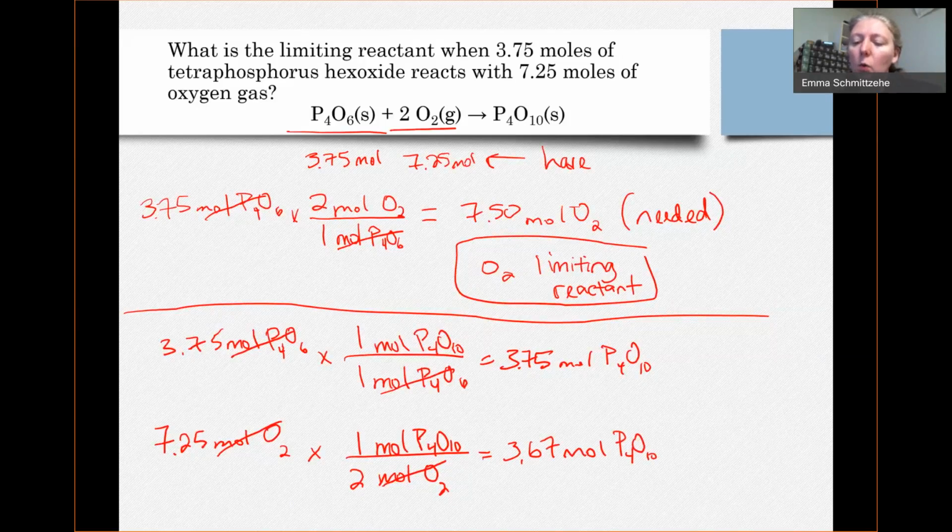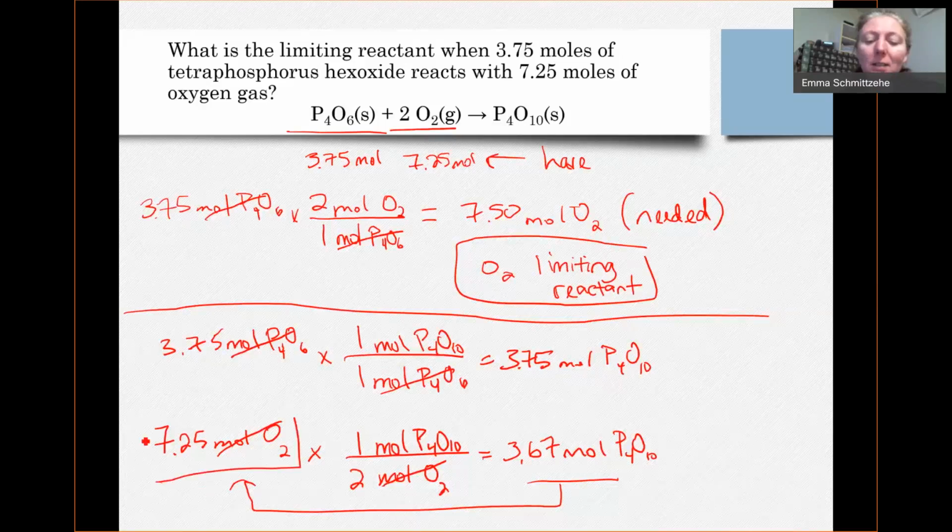And so now what you have to do is you have to compare those product amounts, and whichever one's lower, which in this case would be the 3.67, wherever that came from is your limiting reactant, okay? So that tells me that this is my limiting reactant, okay? So really what those numbers are telling me, the 3.75 moles of P4O10, that's how much P4O10 I would get if the P4O6 completely reacts, okay? And the 3.67 moles of P4O10, that's how much I would get if the oxygen completely reacts, okay?